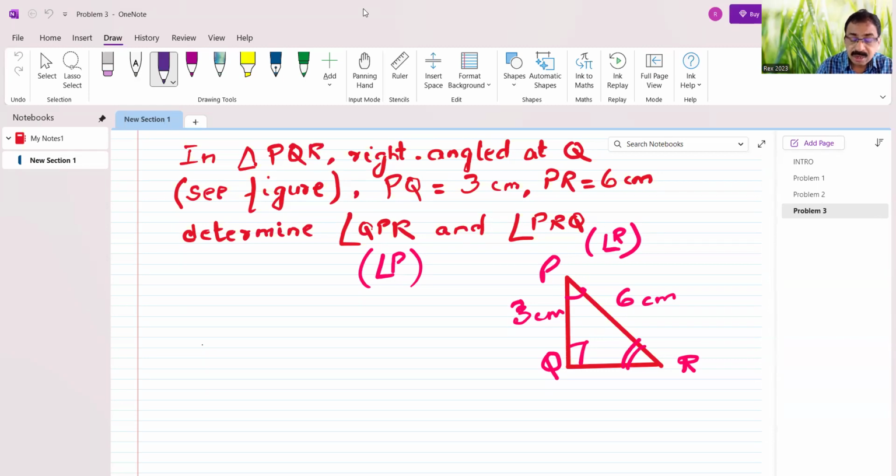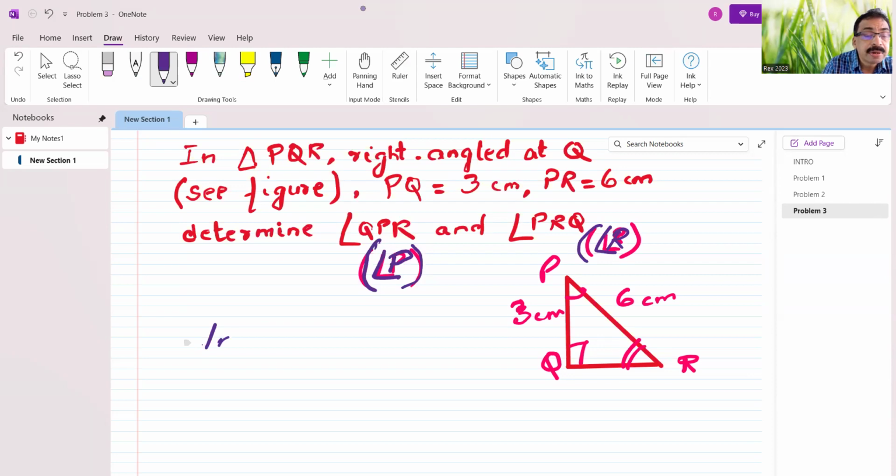Now, for convenience, we are going to refer to angle QPR as angle P, because that would be easier than mentioning a lengthy name. And instead of angle PRQ, we will refer to it as angle R. So this is angle P and this is angle R.